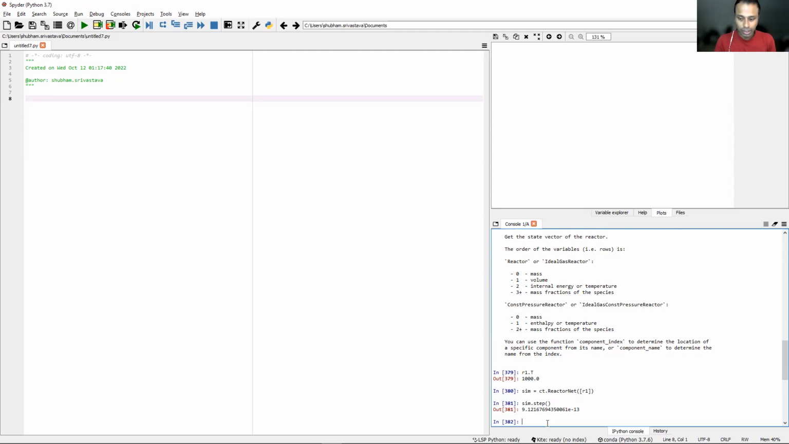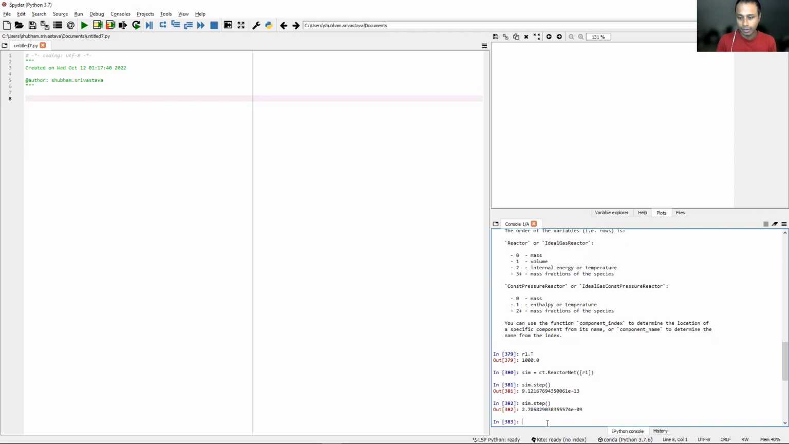Now, if you say sim dot step again, whenever you say dot step, it will spit out a time. If I say sim dot step, see, now this number has changed. This time it has taken a time step of 2.7 times 10 to the power minus 9. So this is an internally calculated time step that Cantera uses.